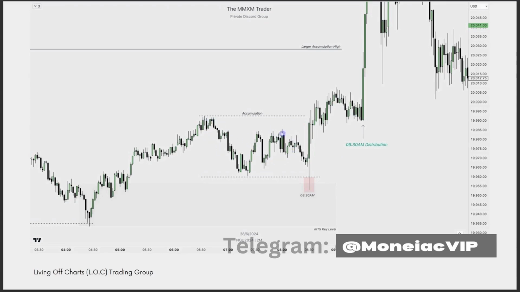So we had the accumulation, 8:30 hits into a key level, right? We had that 15-minute order block, and this is obviously a 2-minute chart, so this is a lower time frame than the 15-minute. And we're using again a key level to find our accumulation, then manipulation into that key level. And notice how the accumulation is again just above that key level. Then at the right time, we manipulate down lower, then a reversal into an expansion. And then we can see over here, 9:30 distributes higher into that larger accumulation high.